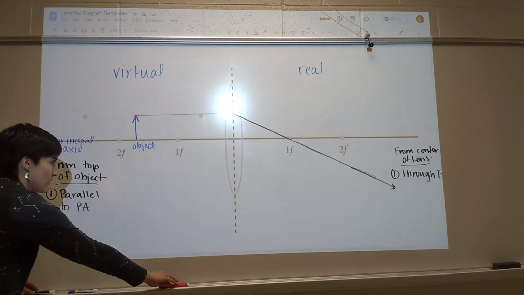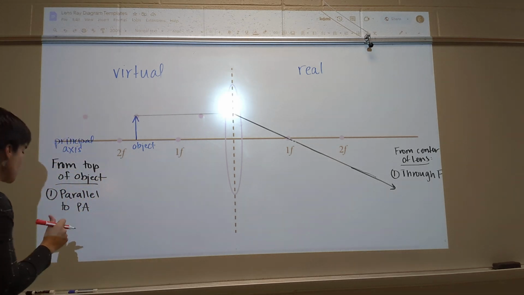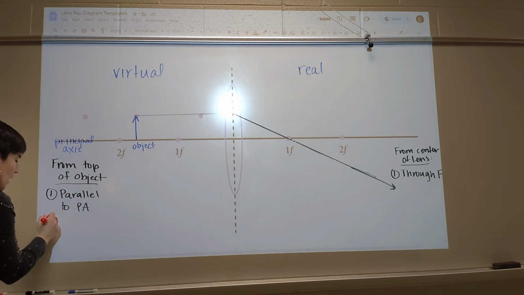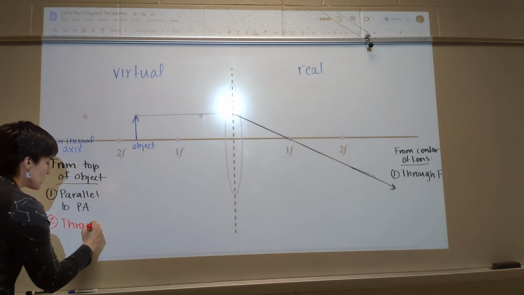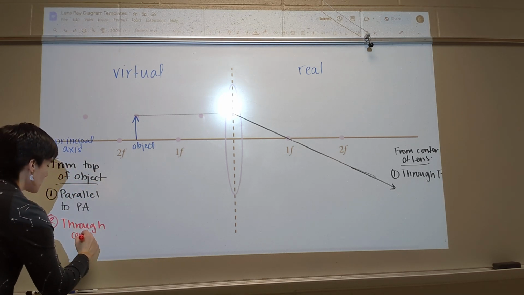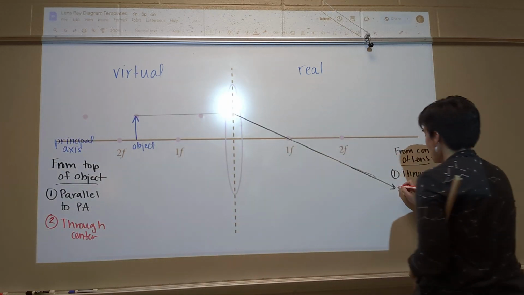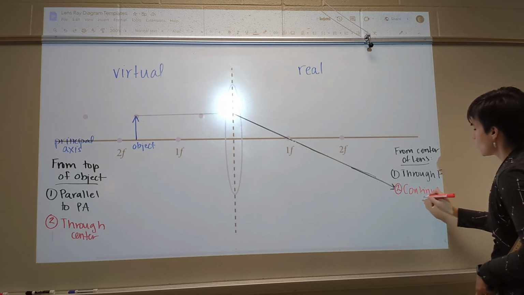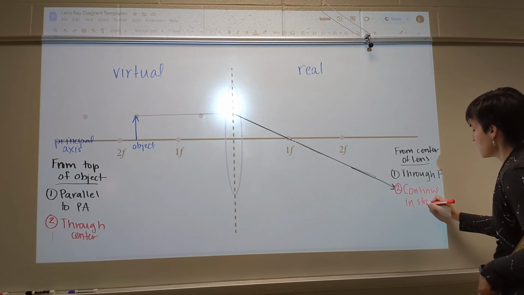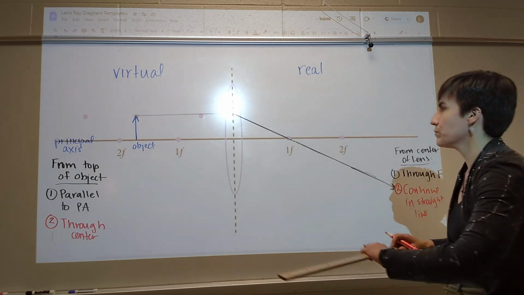That is the secondary line as best as I can draw. Moving on from there, the next thing that you're going to do is, again, starting from the top of your object, here's my second line. I will go from the top of the object through the center of the lens. So through the center, and then as I continue on through the center, I just keep going in a straight line. So that'll be that second line that I draw.